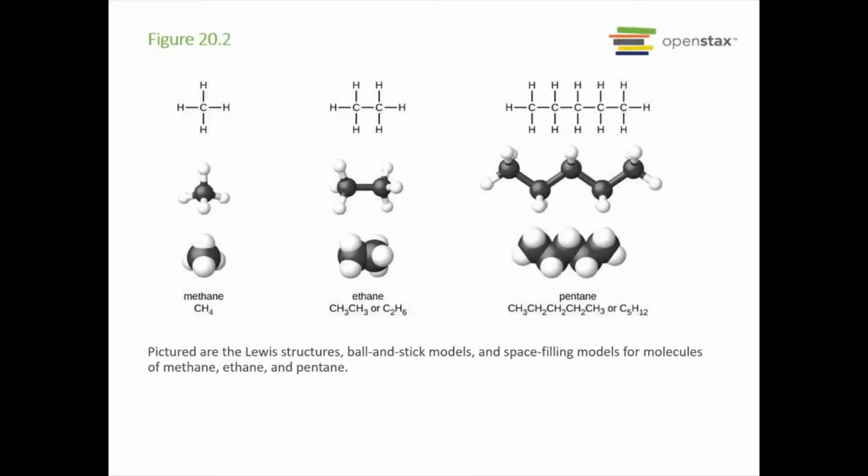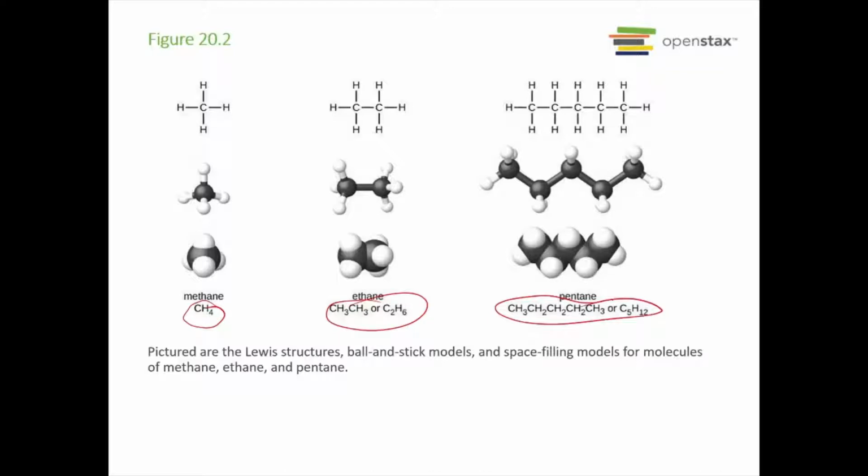So this is showing you Lewis structures for a couple different hydrocarbons, some alkanes, as well as the ball and stick models and space filling models for them. And then you can see their names. We're going to talk about how to name them in a minute. And then you can see also their condensed structural formulas.